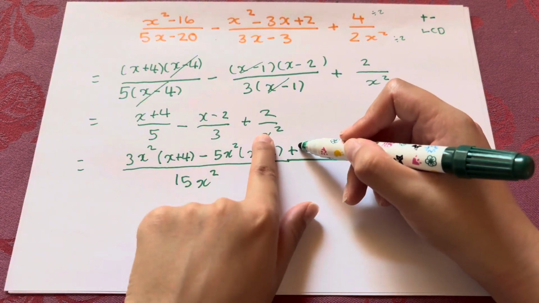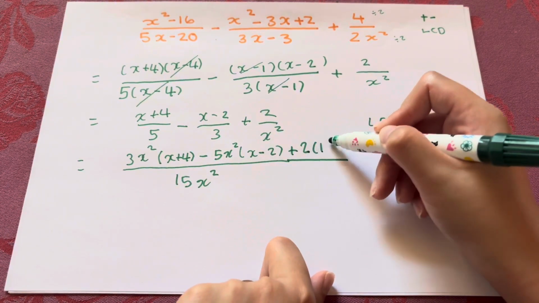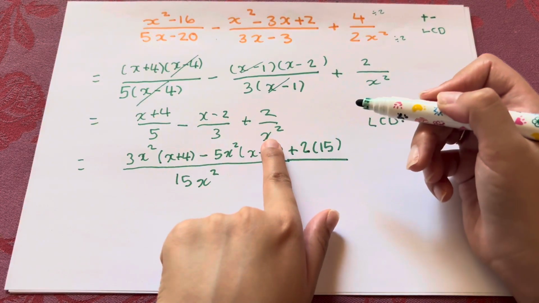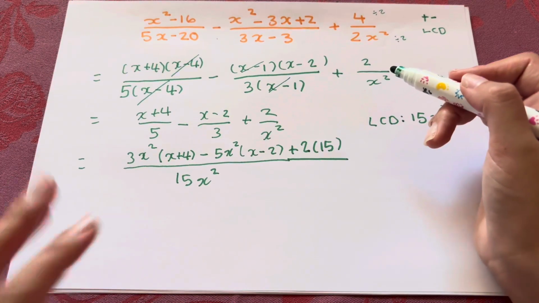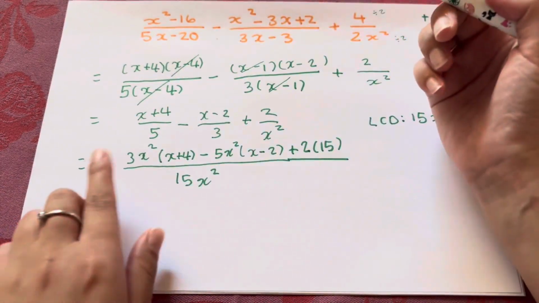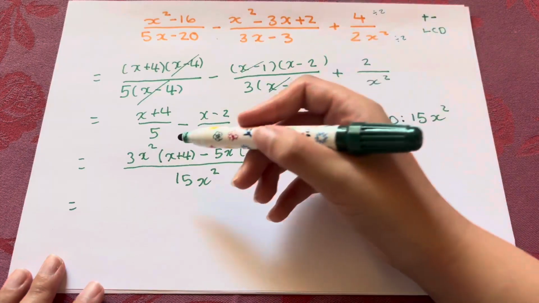Plus the 2 needs to distribute with 15, because to go from this denominator to this one, I need it times by 15. Okay, now we can simplify. I'm going to apply the rules of distribution.